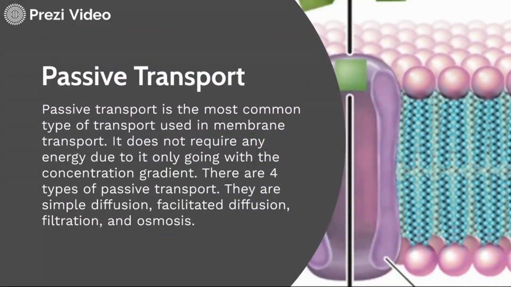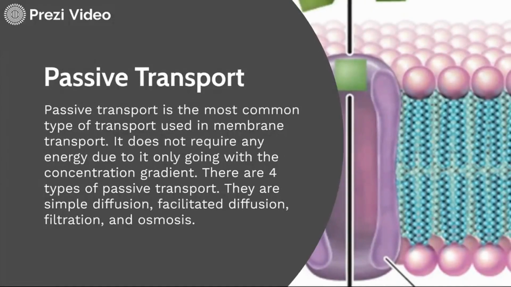Passive transport is the most common type of transport because it does not require energy. It does not require energy because it goes with the concentration gradient from high to low. It goes with the flow basically. There are four types of passive transport. They are simple diffusion, facilitated diffusion, filtration, and osmosis. We'll be talking more about simple and facilitated diffusion next.